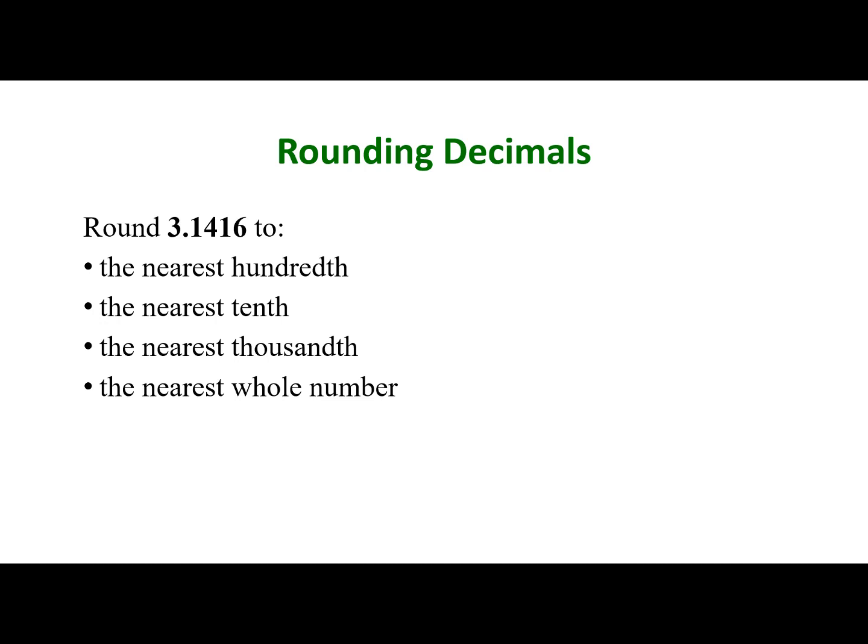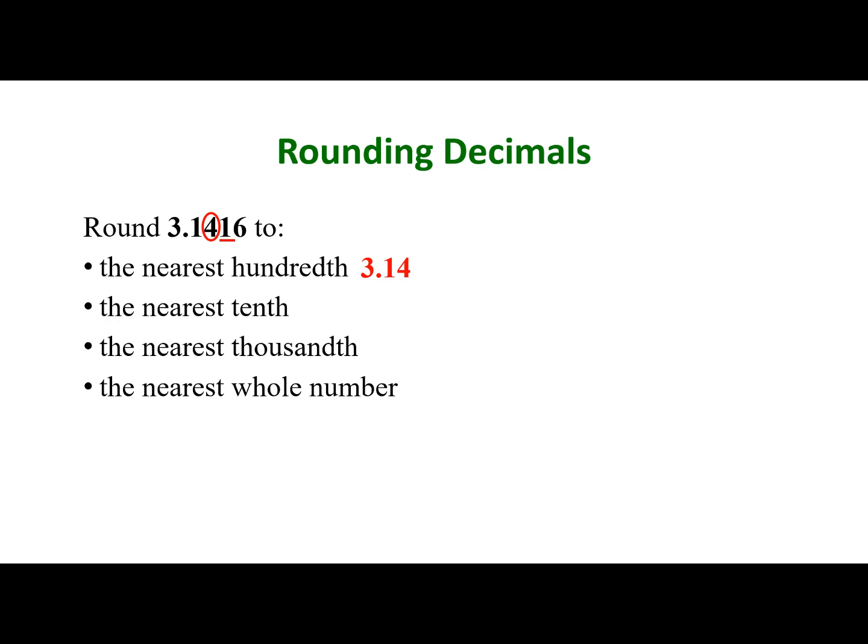Round 3.1416 to the nearest hundredth, tenth, thousandth, and whole number. So the nearest hundredths, 2 decimal places. We look to the digit to the right of the 4. It's a 1, so that means we round down. So the 1 and the 6 become zeros, which, since they are to the right of the decimal point, we can leave them off. This rounds to 3.14.